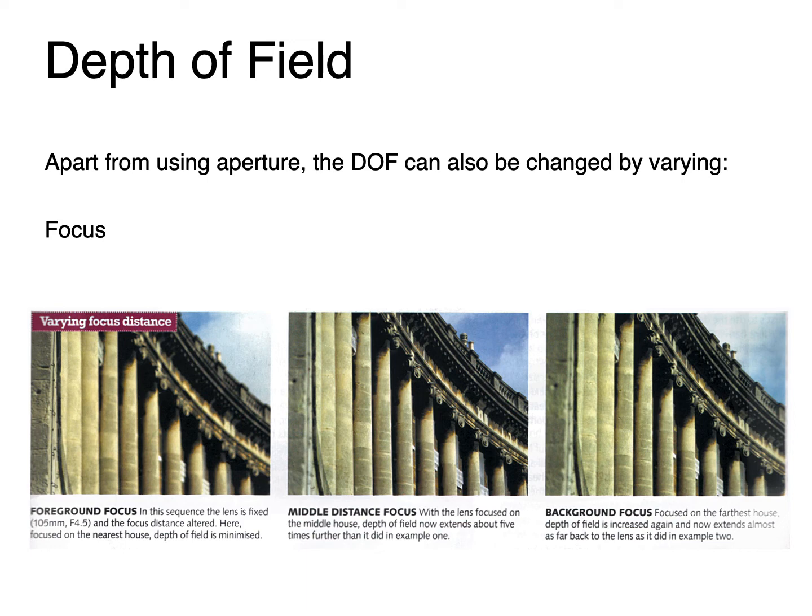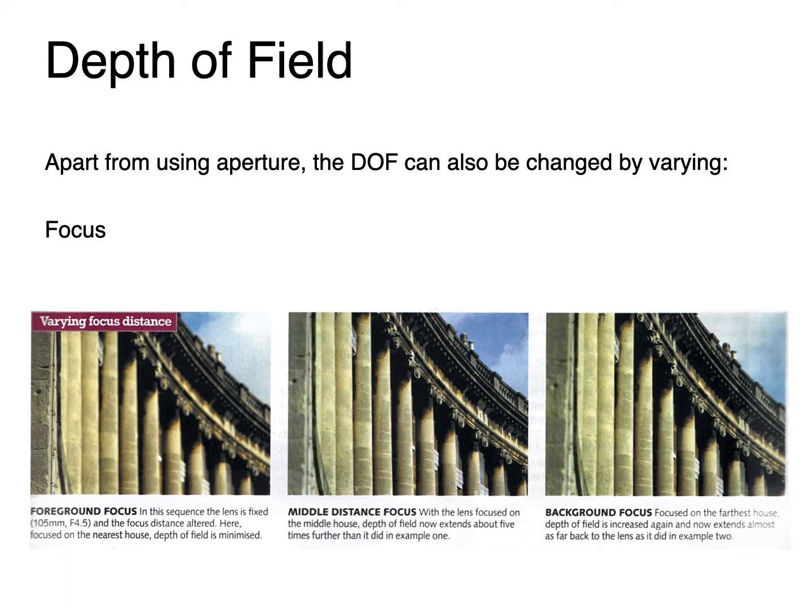See, for example, the foreground is in focus. In this sequence, the lens is fixed at 105 millimeter, and the f-stop is 4. The focus distance is altered. Here the focus is on the nearest house, and the depth of field is minimized. It has a shallow depth of field.